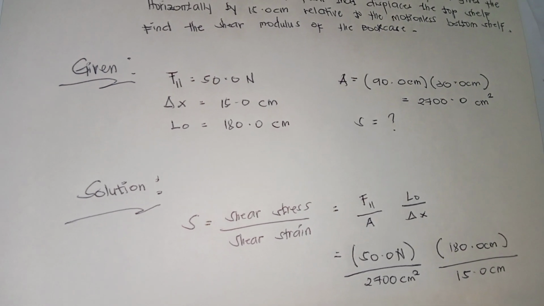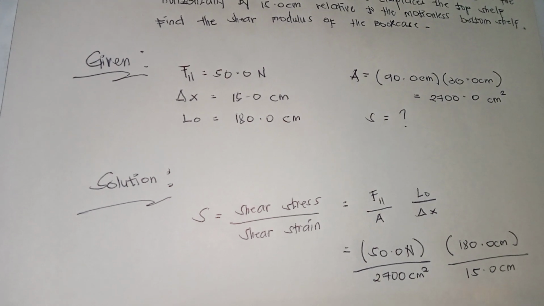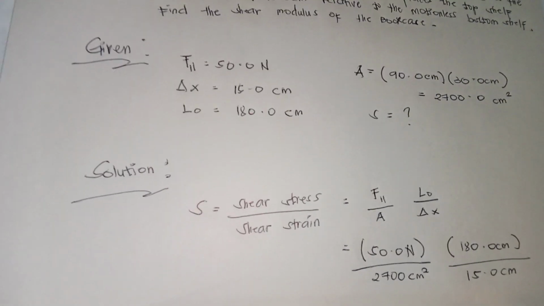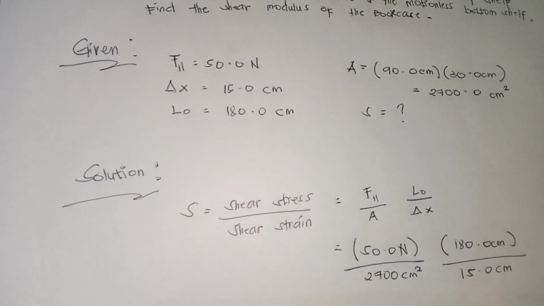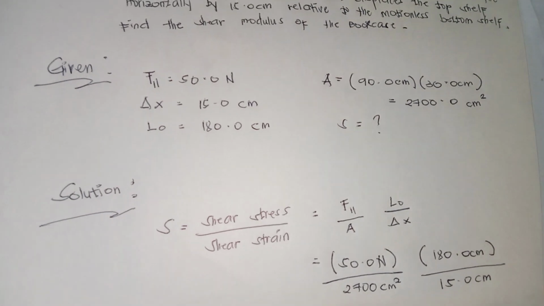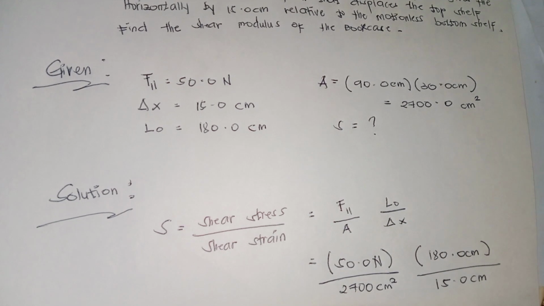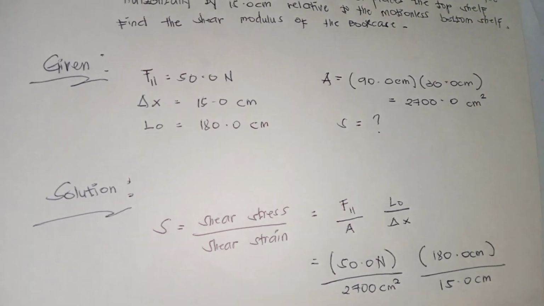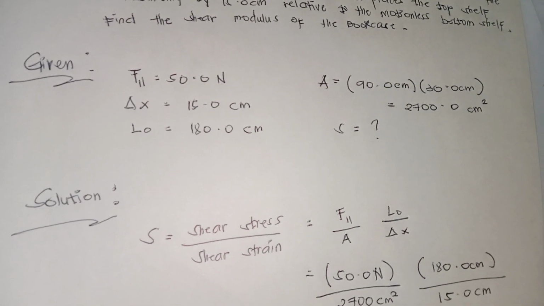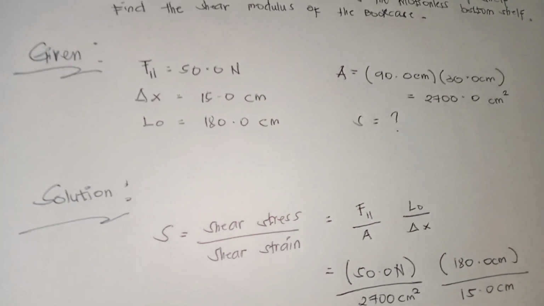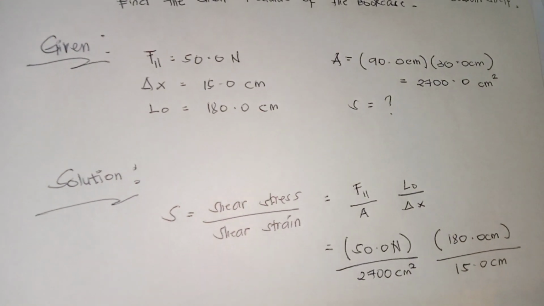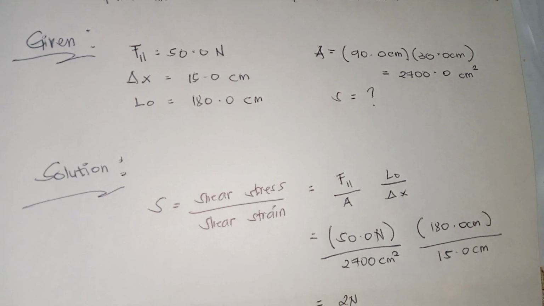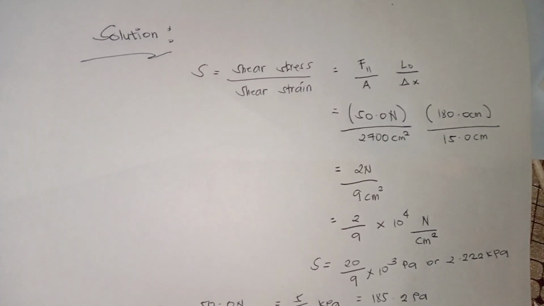And for X, or the displacement, 15.0 centimeters, and L0, or the transverse distance, is 180.0 centimeters, and for A, or the area, is 90.0 centimeters and 30.0 centimeters. We multiply those, so that we derive the final answer of 2,700.0 centimeters squared.